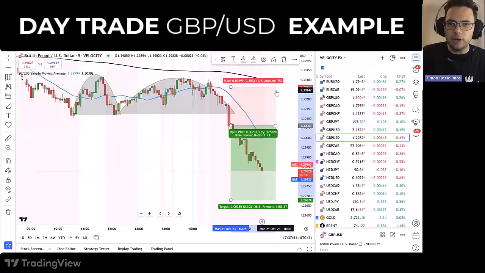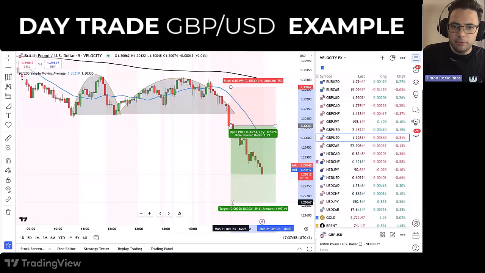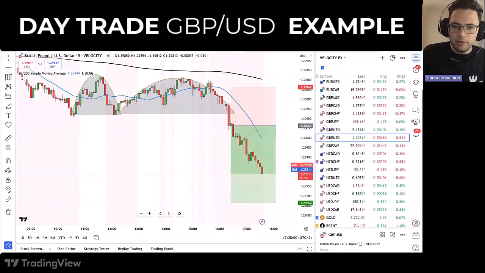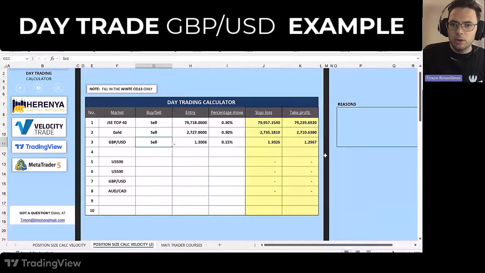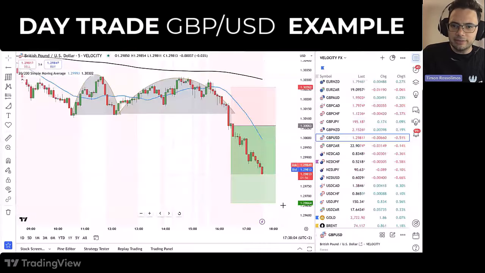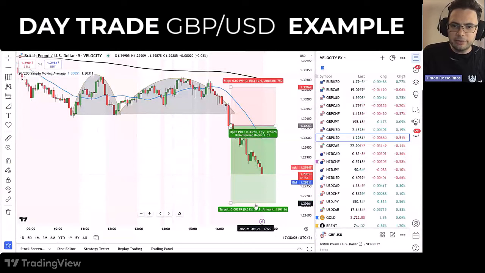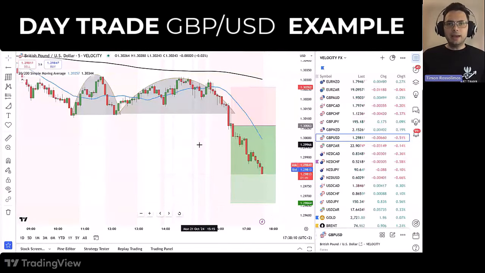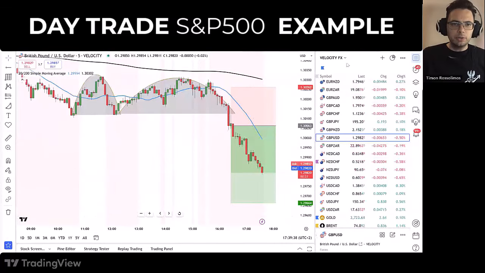Here's a 0.15% move, and here is the risk to reward moving down to 2. Okay, or if you go here, 1.2967, we're waiting for it to hit that mark, and that is how you trade the GBP USD. We're using 0.15%. Let's do a long.